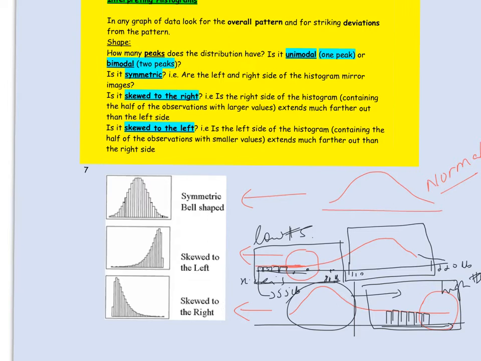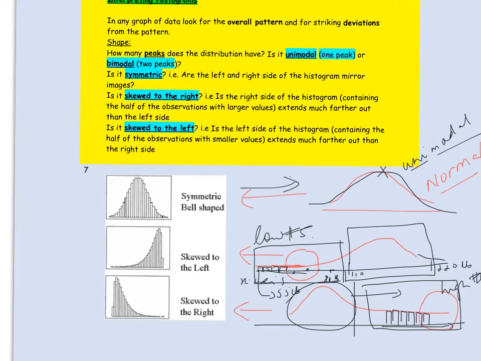Now, one more term that we need to know is related to the first distribution. If you look at the first distribution, it is the symmetric bell-shaped distribution. Now, this looks like a little hill with a peak. There's just one peak, and this distribution is also called unimodal. Uni for one, modal, so peak. So it's a unimodal distribution.